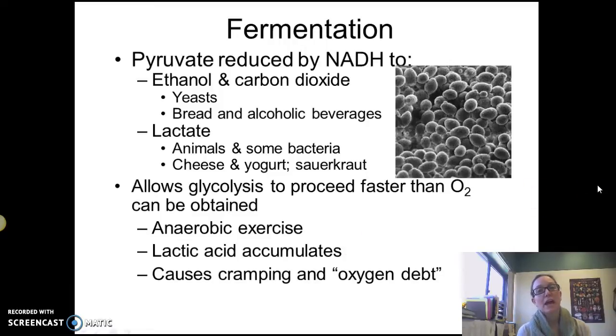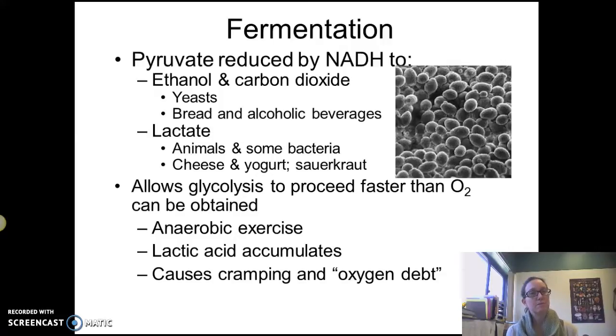Fermentation happens after pyruvates are formed. After glycolysis, the pyruvates can either go into the mitochondria for aerobic respiration, or the pyruvates can stay in the cytoplasm for anaerobic metabolism. The pyruvates will be reduced by NAD+. NAD+ becomes NADH, and this will either form ethanol and carbon dioxide or the lactate I just mentioned.